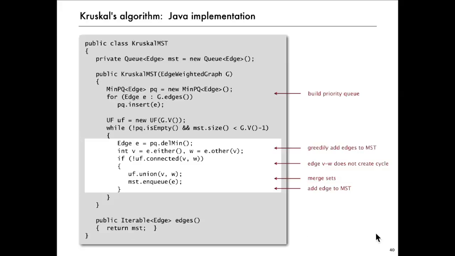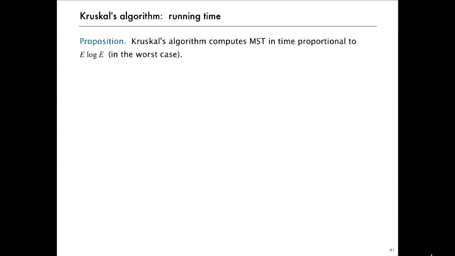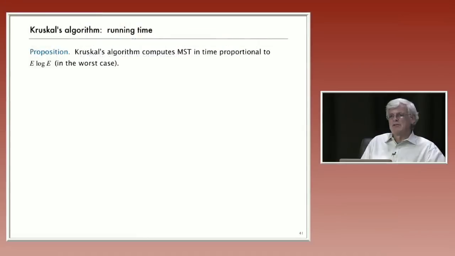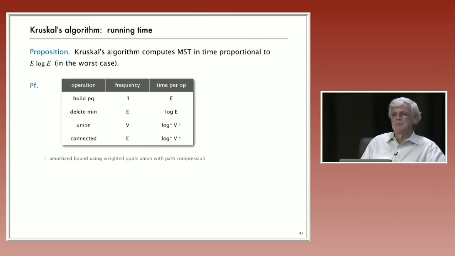It's quite a compact implementation of a classic algorithm using the basic data structures that we built up in Algorithms part 1. The priority queue and union find give a really fine implementation of this MST algorithm. So what about the running time of this algorithm? Well, it's not hard to see that it's going to compute the MST in time proportional to E log E. It's linearithmic in the number of edges, which means that we can use it for huge graphs.